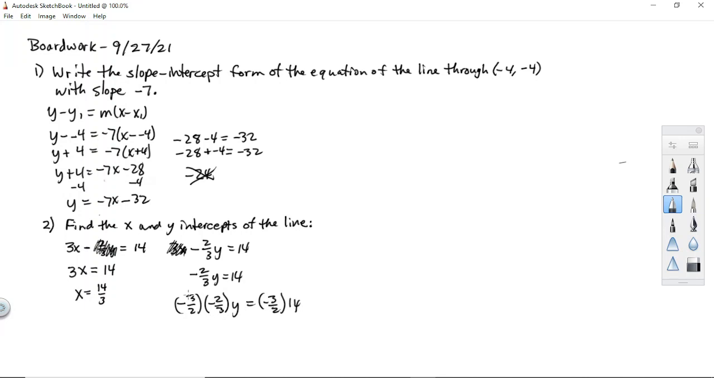So, sure enough, this cancels. Negative times a negative is a positive. Everything cancels. And on the left, we have y. And on the right, this is negative 3/2 times 14. Let's cancel that and make that 7. And that's negative 21. Okay, so those are our intercepts. X-intercept 14/3. Y-intercept is negative 21.